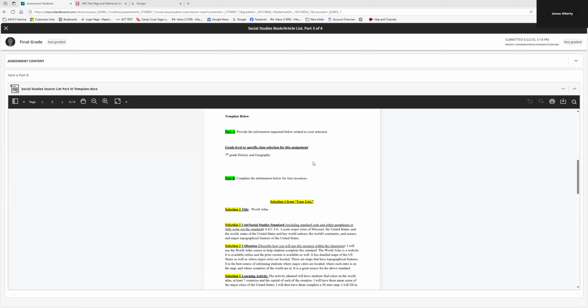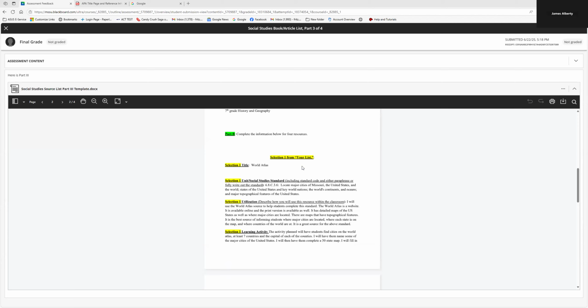So just to clarify, I am Scott Alberty, and this is my list section, all the sources I'm using. This first section is called World Atlas. It comes from the standard: locate major cities in Missouri, the United States, and the world, states of the United States, and key world nations, the world continents and oceans, and major topographical features of the United States.